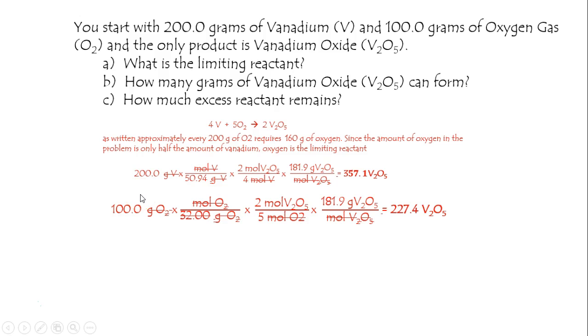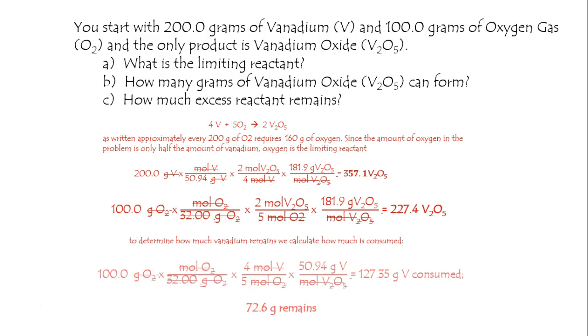You will have some excess vanadium, and to determine how much excess vanadium, let's see how much got consumed. In other words, that 100 grams of oxygen will consume how many grams of vanadium? So here's a 3-step conversion from oxygen to vanadium, showing that we consumed 127.35 grams. Therefore, 72.65 grams of vanadium would remain unreacted.